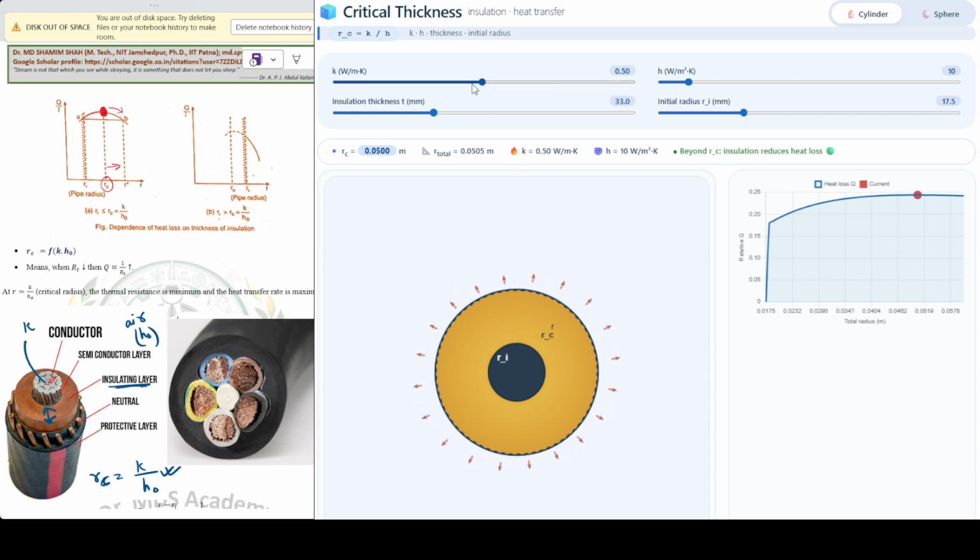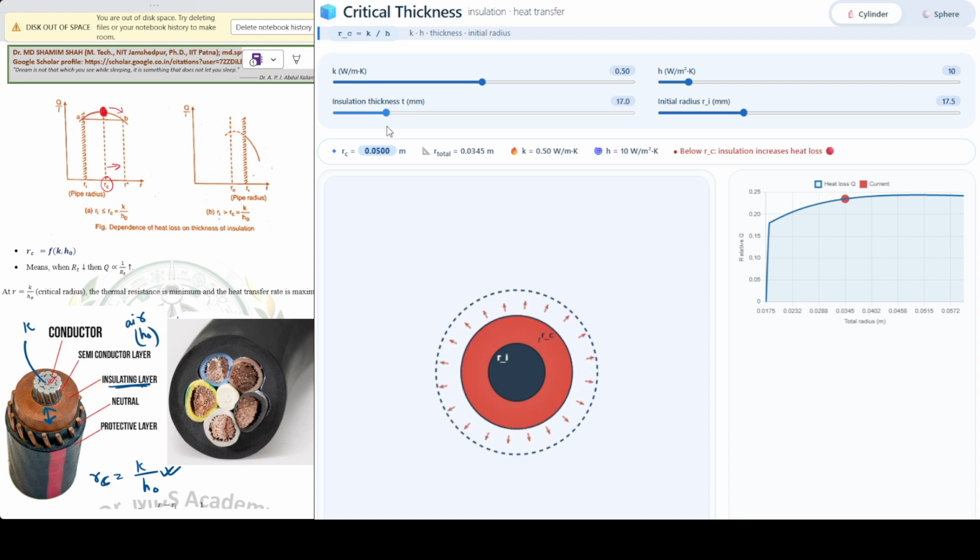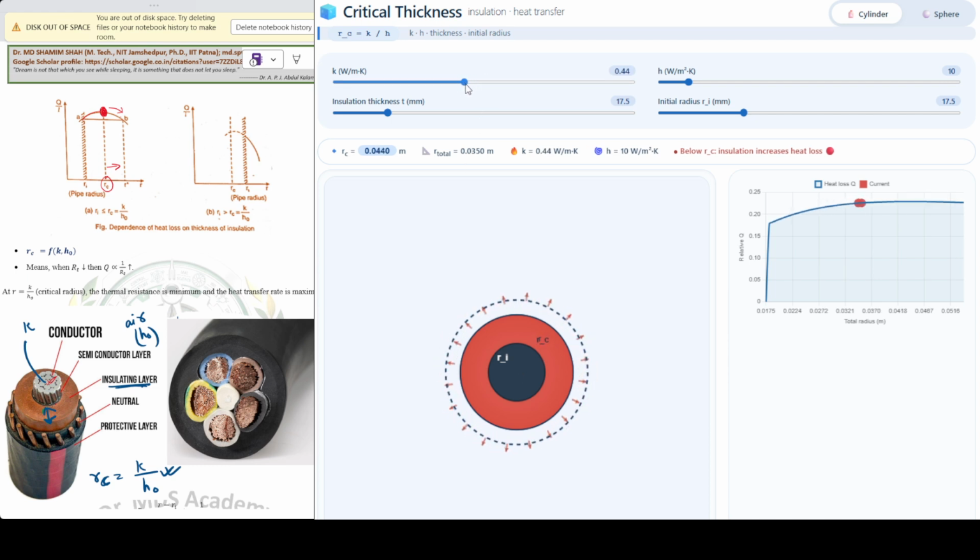So if the thermal conductivity is kept at this value, the heat loss is reducing. Now I am going to change the K value, the thermal conductivity of this wire. When you reduce it, the RC will reduce, because RC and K are directly proportional.